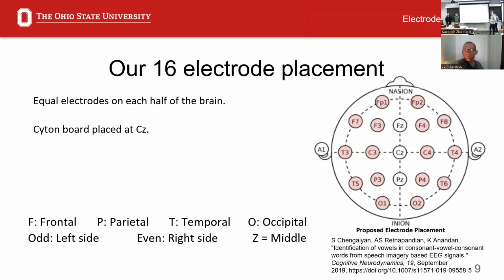So this is the 16 electrode placement that we ended up sticking with. Like I said before, you have equal electrodes on each half of the brain, and the Cyton board is placed directly in the middle at CZ.